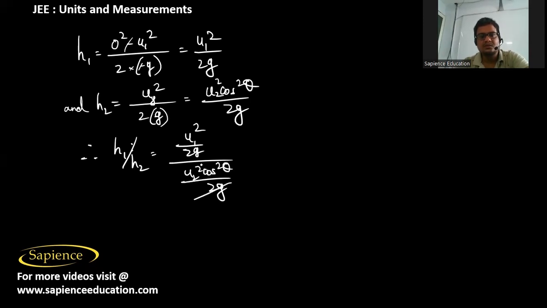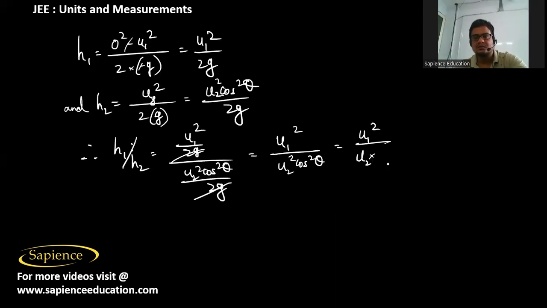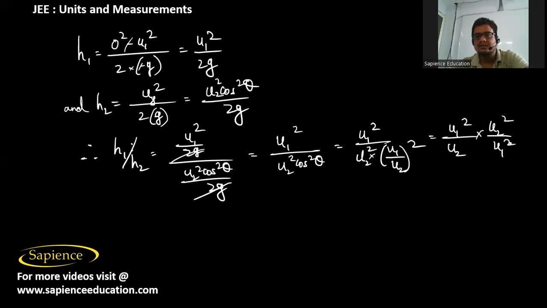So 2g will cancel. Then we will get u1 squared by u2 squared cos squared theta. So this is u1 squared by u2 squared, and cos theta is u1 by u2, so cos squared theta will be u1 by u2 whole squared. So this will be u1 squared by u2 squared into u2 squared by u1 squared, so that will be equal to 1.